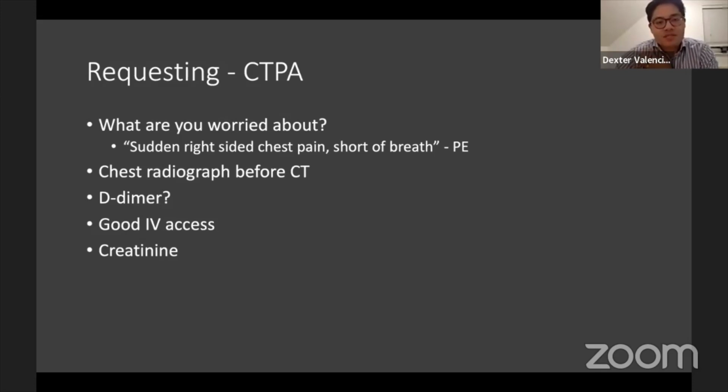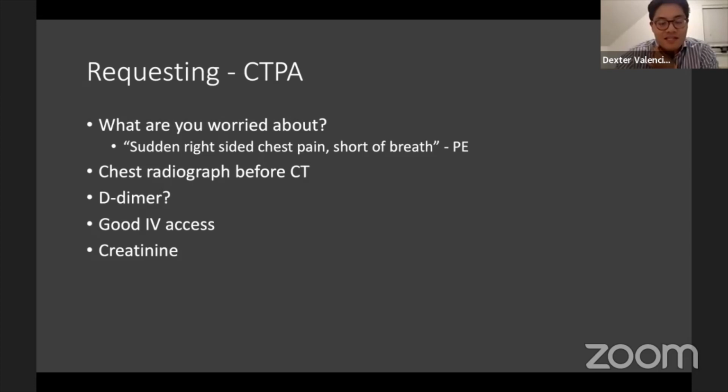So whenever you request a CTPA, I'll get a call from a doctor and I'll ask them, what are you worried about? They say, well, this patient's come in with sudden right-sided chest pain, they're short of breath, I'm worried about PE. So I want to do a CTPA, please. I say, that's fine. I tend to look at a chest radiograph before.